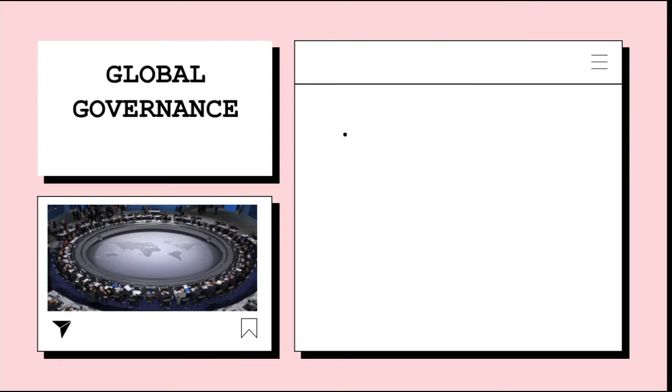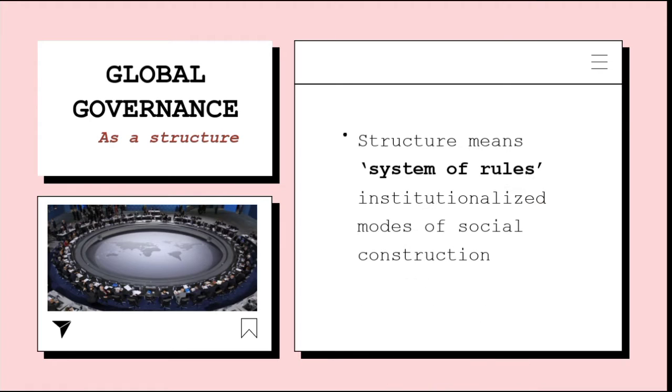What is meant by global governance? Global governance encompasses activities that transcend national boundaries at the international, transnational, and regional levels. So, global governance as a structure. Structure means a system of rules, institutionalized modes of social construction.